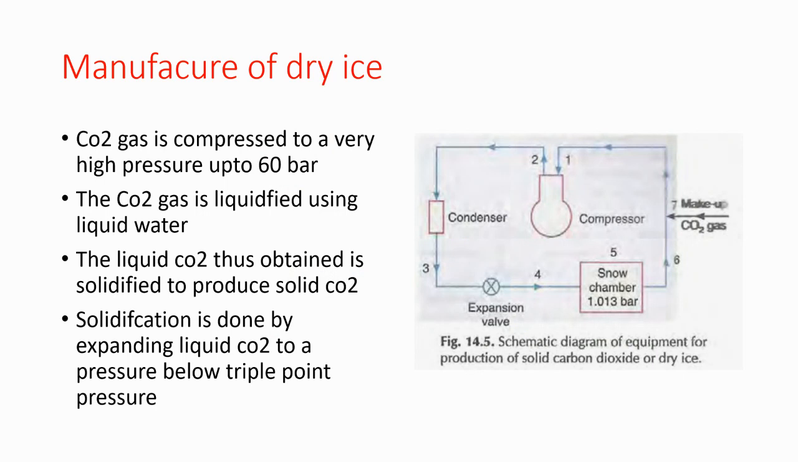So, how is dry ice manufactured? First of all, the CO2 gas is compressed to a very high pressure, up to 60 bar. You see there is a compressor attached. First of all, the CO2 gas is compressed in this compressor up to a pressure of about 60 bar.